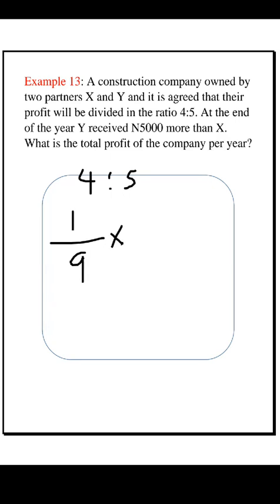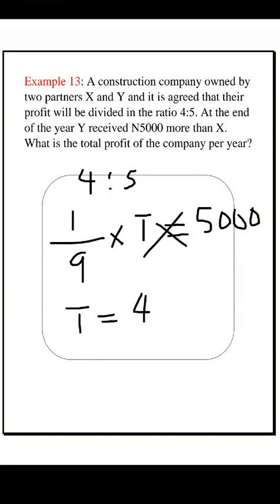So multiply by the total. I don't know the total yet, but they told me that the difference in their shares is 5,000. So I created the ratio for the difference and equated it to the quantity of the difference. If I cross multiply now, T is going to be what? 45,000. Very, very simple.